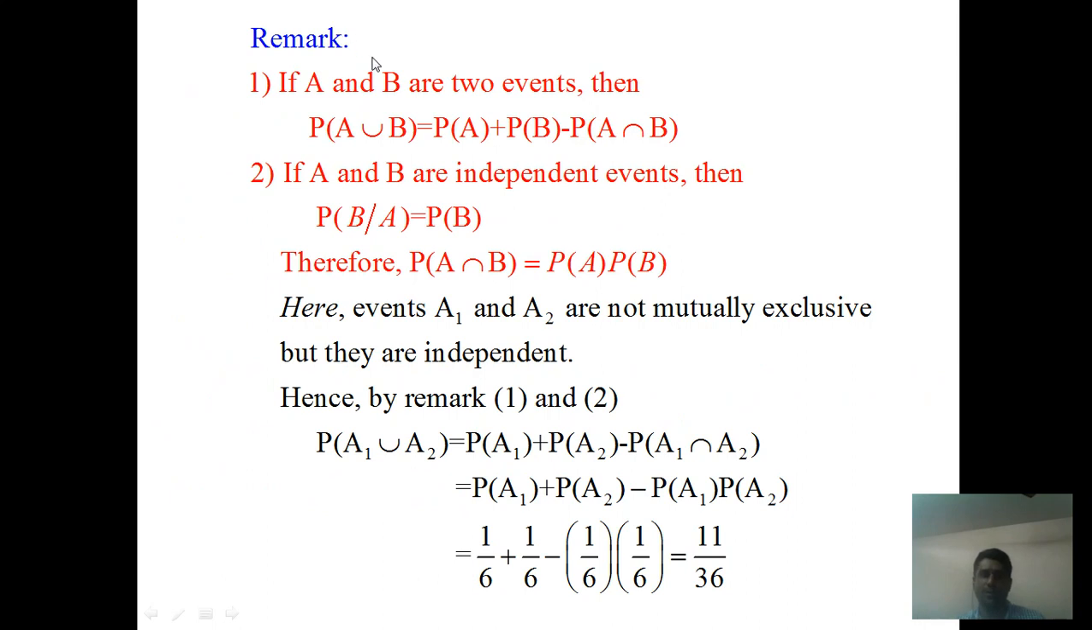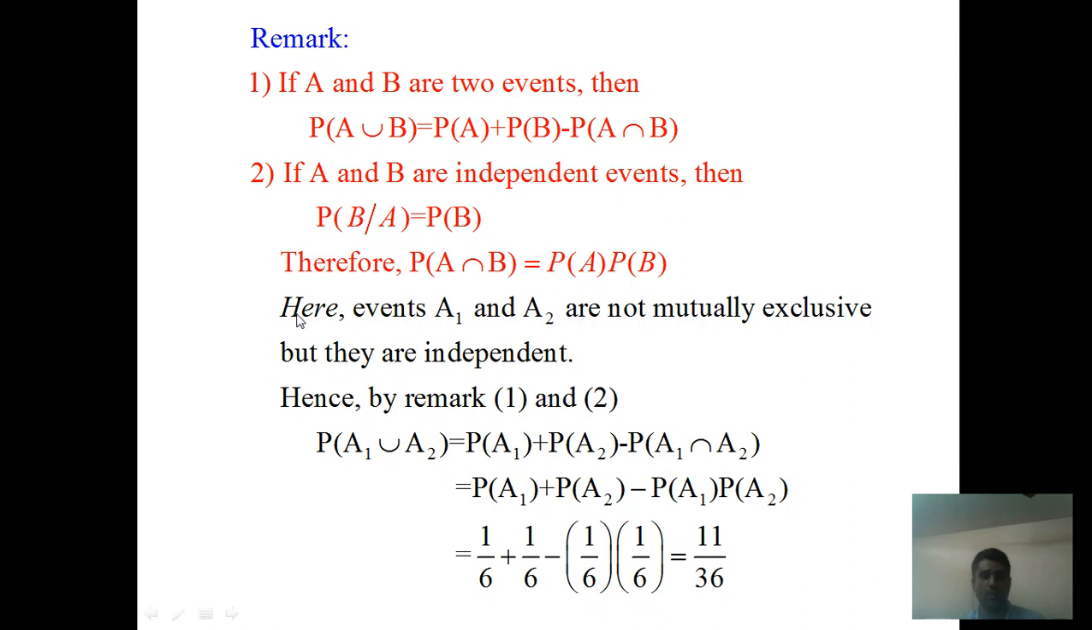Before dealing with the solution, we have to recall two properties. First, if A and B are two events, then the probability of A union B is the probability of A plus the probability of B minus the probability of A intersection B. The second property: if A and B are independent events, then the probability of B given A is the probability of B. By using this fact, we write the probability of A intersection B as the probability of A times the probability of B.